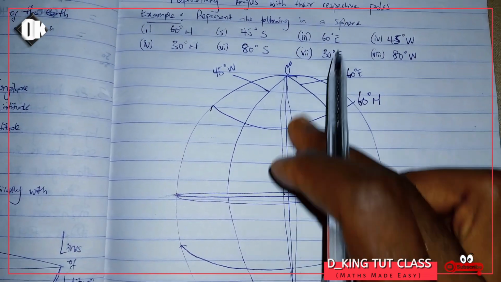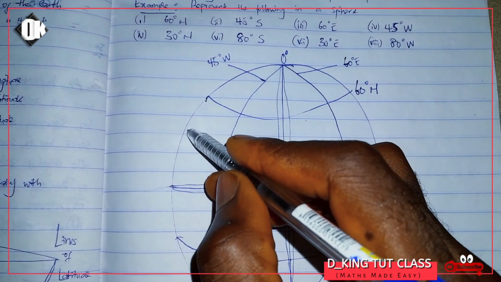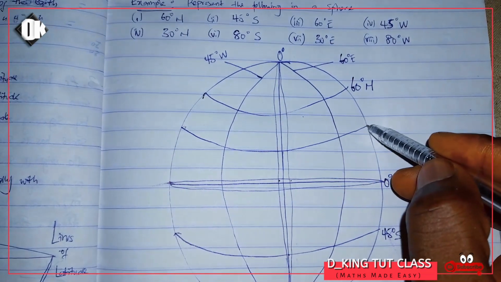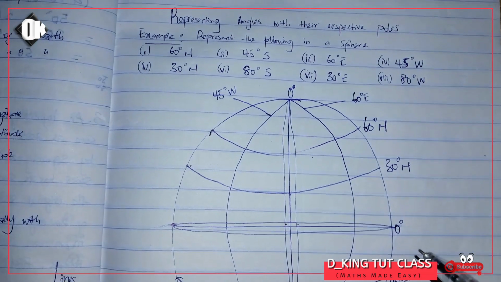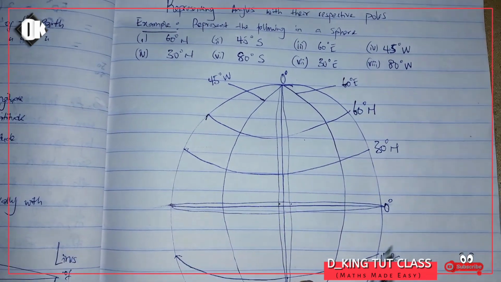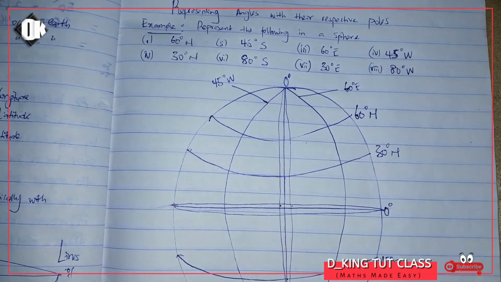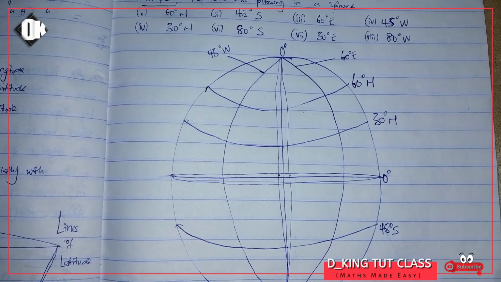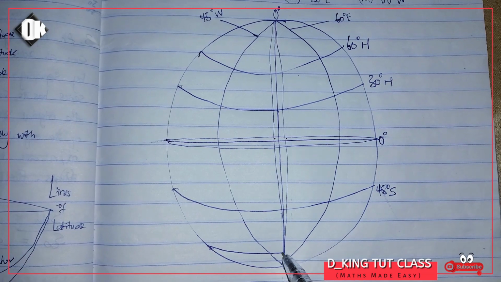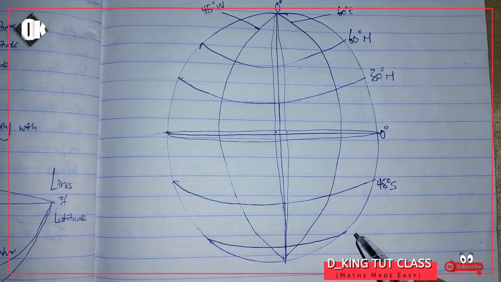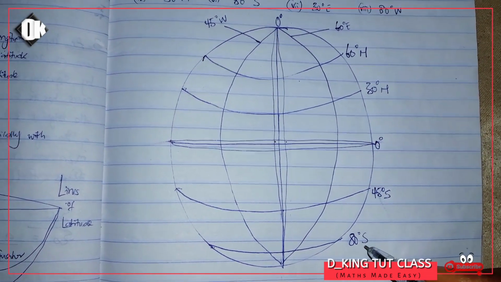Now, for 30 degrees north, this is north again. I said from here it's increasing, right? So if 60 degrees north is here, 30 degrees north will be below it. Let's say it's around this point. This is 30 degrees north. Next we have 80 degrees south. This is my south, so it will be closer to 90. How do I mean? This is 0, increasing downwards. If this is 45, 80 degrees would be somewhere around those points. So that's 80 degrees south.